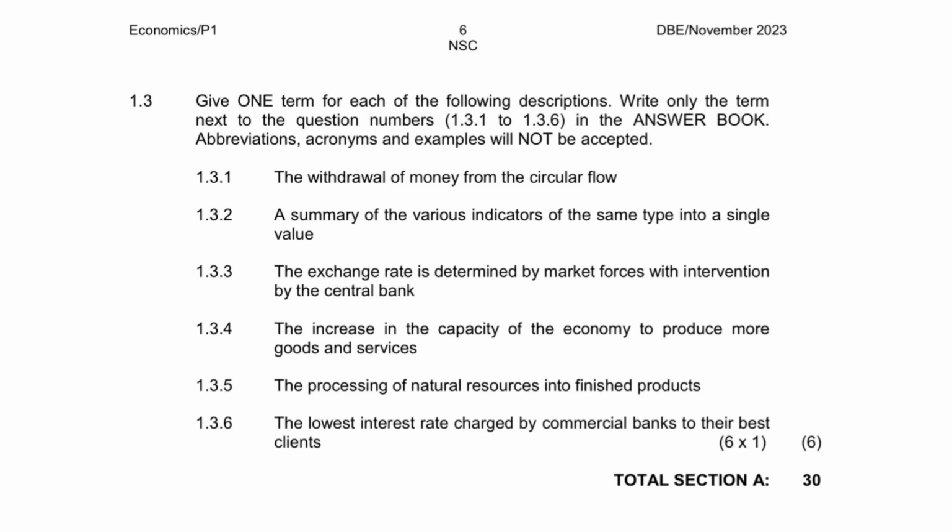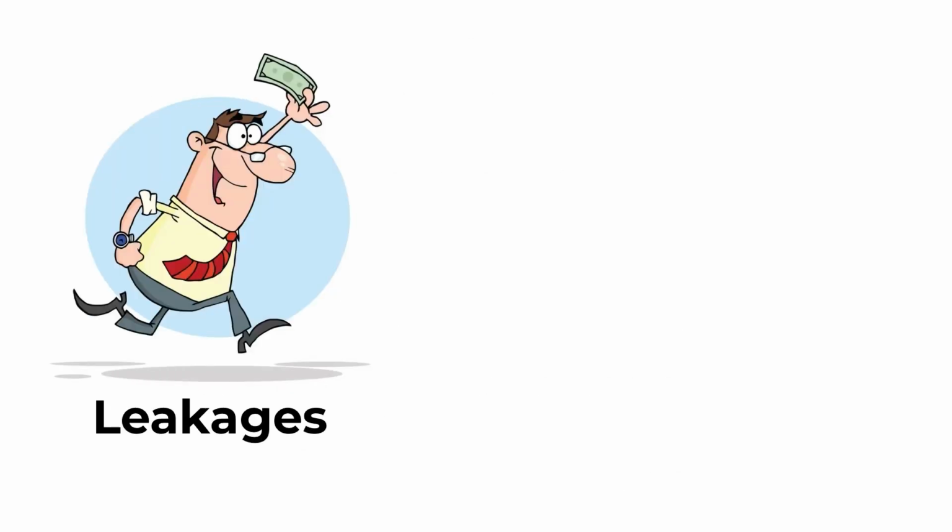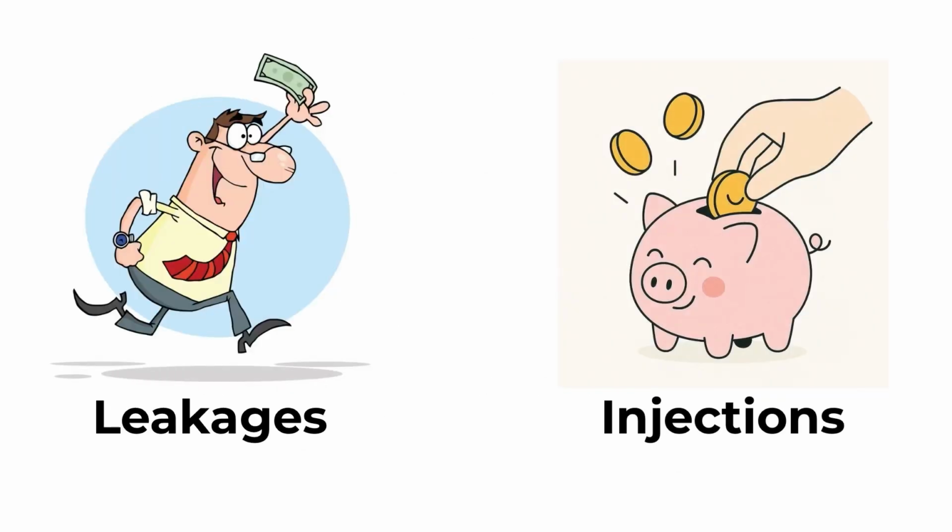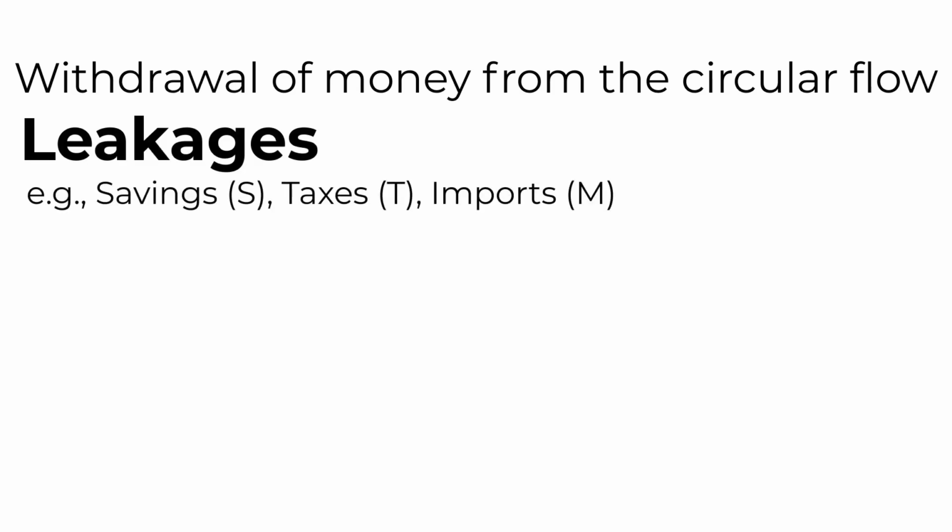1.3.1, which states the withdrawal of money from the circular flow. Now reflecting back, we have leakages and injections. Withdrawal of money from the circular flow means that money is going out because it's a withdrawal. So we say that this is a leakage. Examples include savings, taxes, and imports.